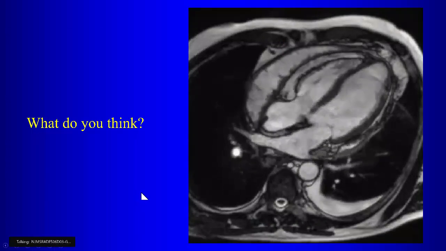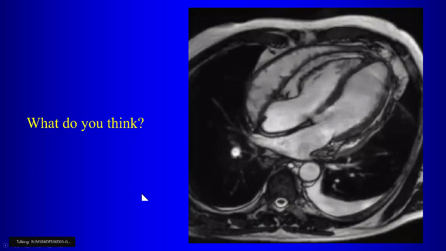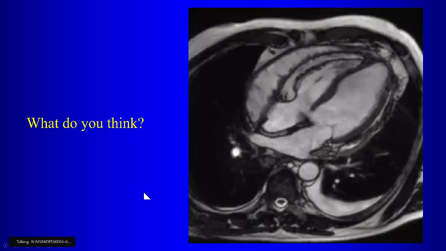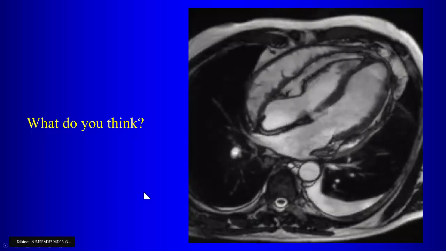All right, so what kind of study here? What kind of view? Yeah, it's a 4-chamber cardiac gated MR, bright blood imaging. What's the finding?